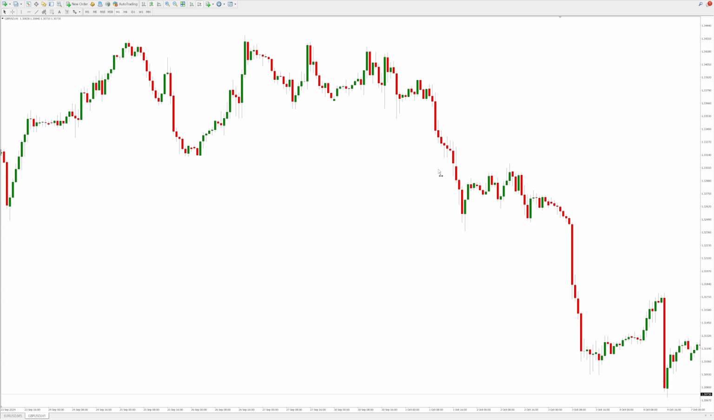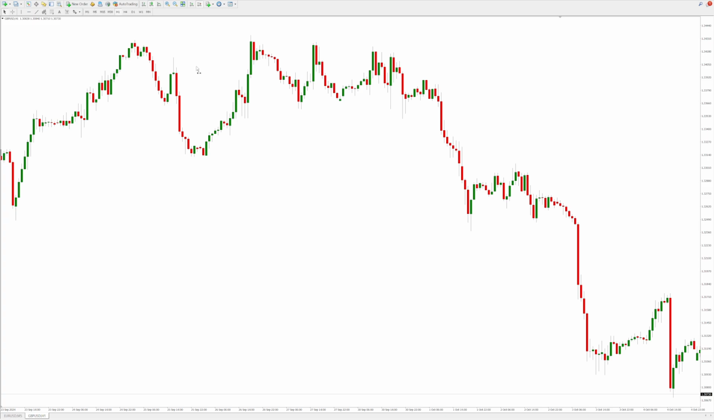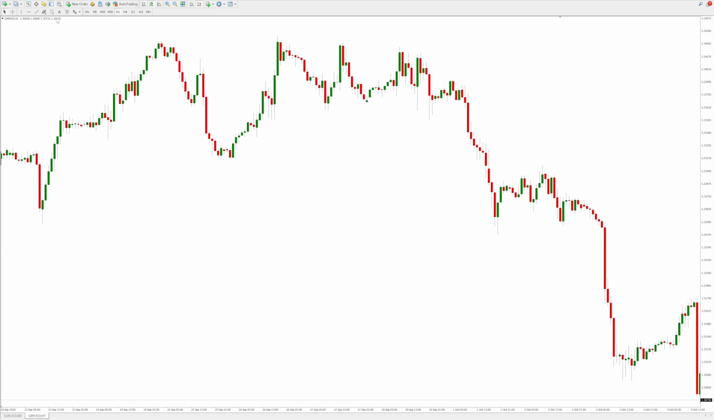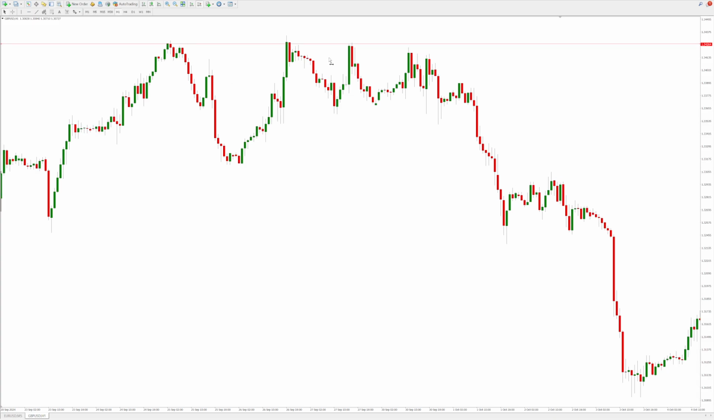So what we're going to do is look for areas of resistance that have been hit at least 3 times. So if we start with this one here, you can see that this resistance is hit once, twice, 3 times. Hence the triple top. Okay, so that is an example of how easy it is to identify a triple top candlestick pattern on your chart.